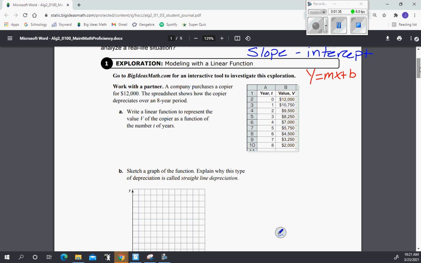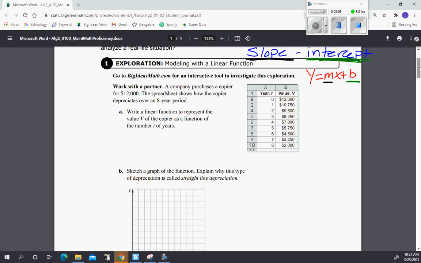The reason for that is we have a slope in this equation, and which letter represents the slope? That would be m. And we have a y-intercept. And which letter represents the y-intercept? It's b. Okay, so we're going to be using this equation in this problem here.